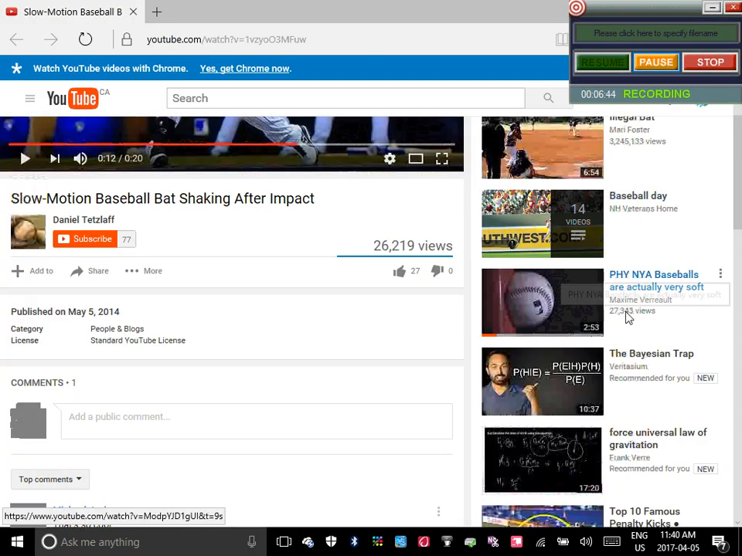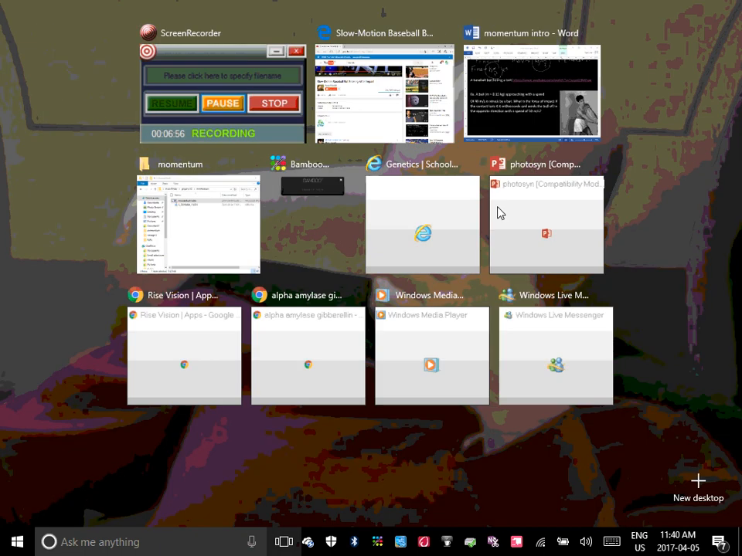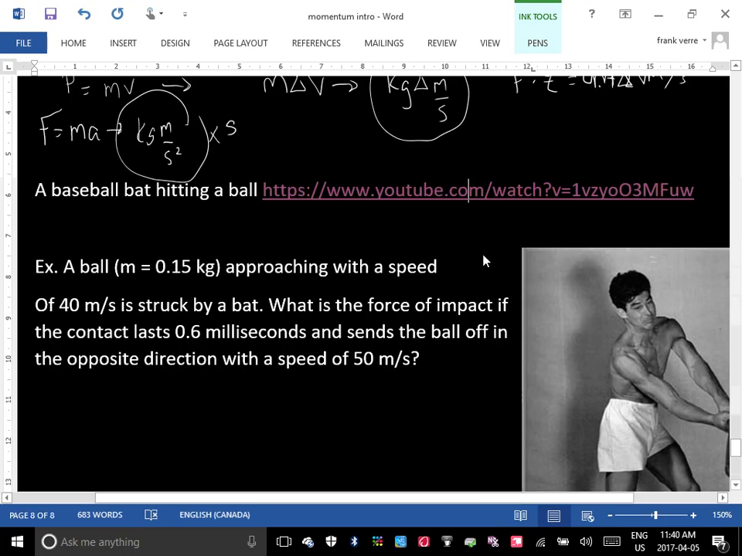Sorry. Actually, in this picture here, you can really see the decompression of the ball. But anyways, we're not really worrying about that. We're going to worry about the force of impact in a baseball swing. So you're going to need some numbers. So imagine that we have a ball.